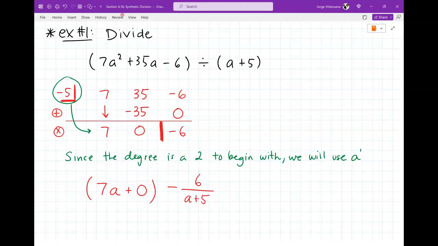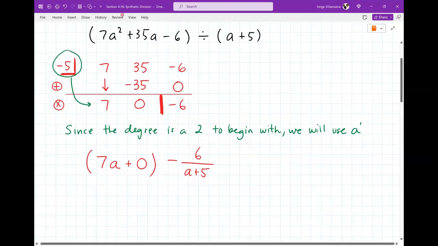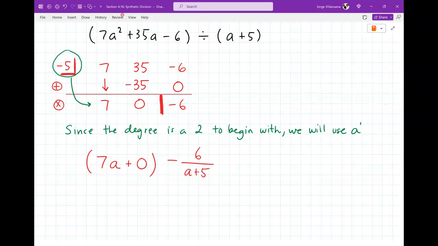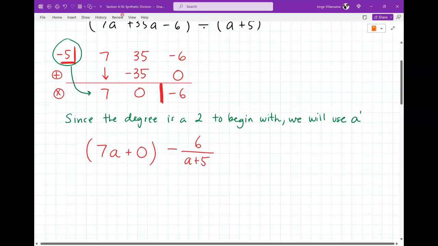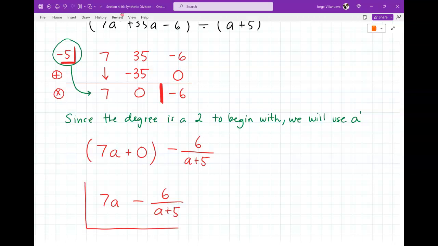We're done. Now, usually people don't write the answer like this, okay? Usually we don't write like that because 7a plus 0 just looks a little weird. It's okay, it is correct, but I would just show you that most times they're going to write it like this, okay? Because you don't need that plus 0. So you can just write it like that.